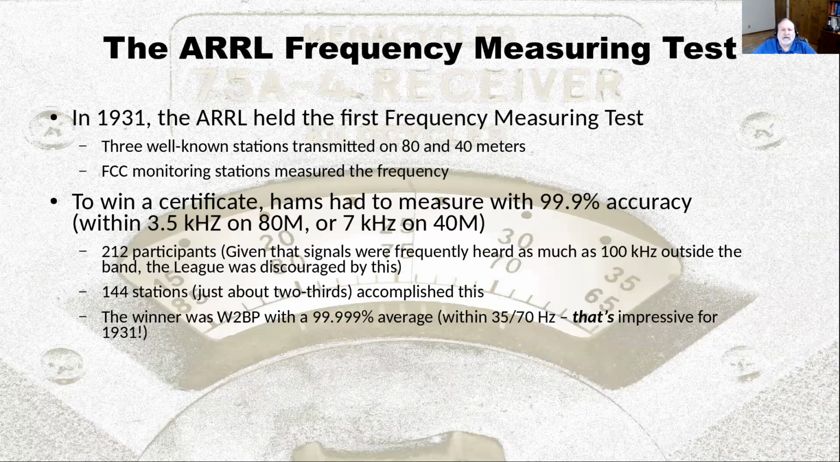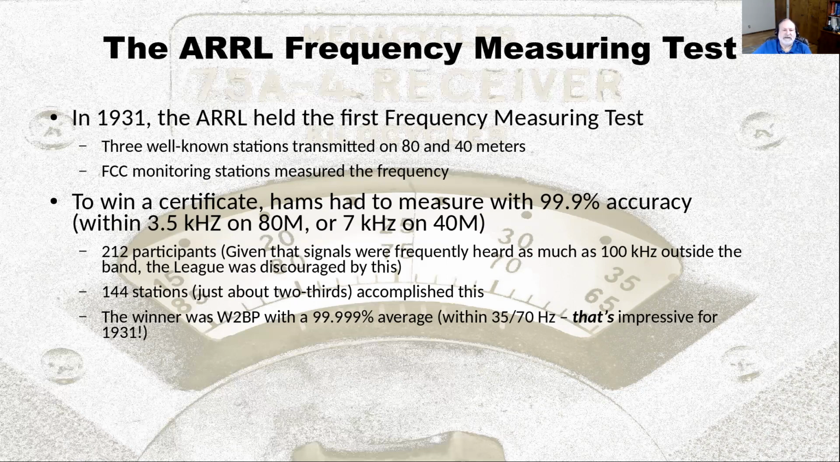In 1931, before crystals were ubiquitous, the ARRL was getting concerned about the number of hams that were operating outside the band, and these folks were getting love letters from the FCC telling them that they were outside the band. So the league held its first frequency measuring test. Three well-known ham stations transmitted on 80 and 40 meters. FCC monitoring stations measured the frequency and reported it to the ARRL.